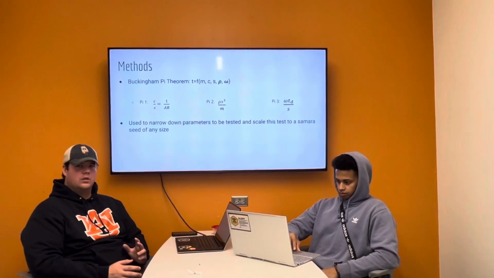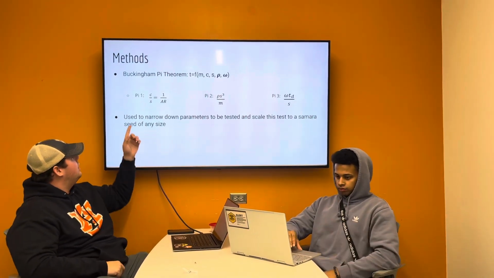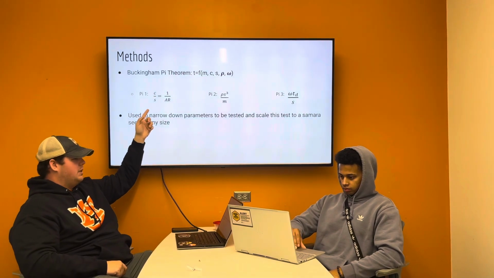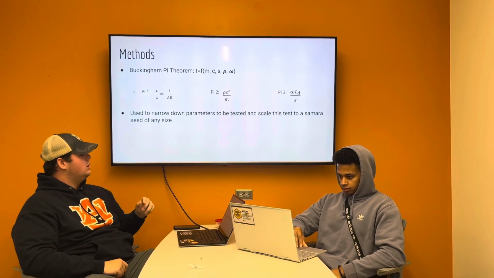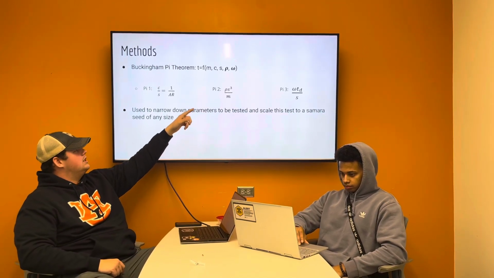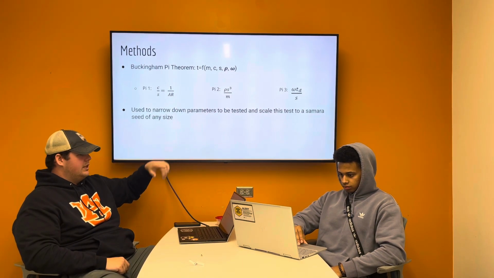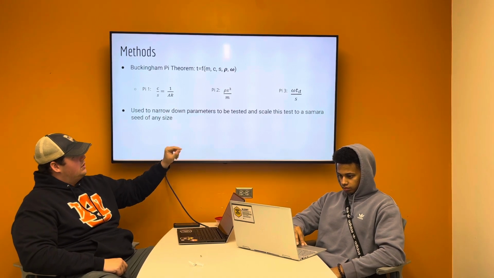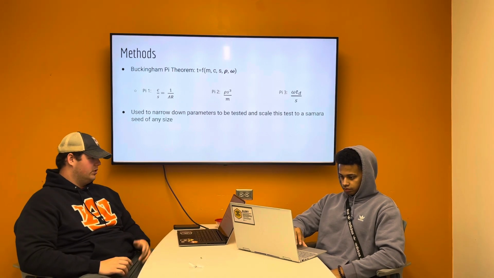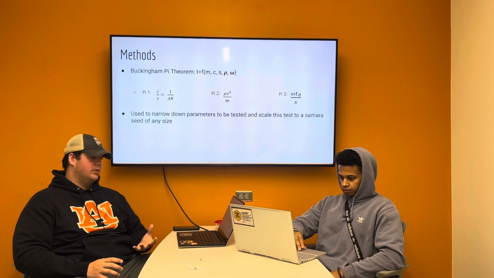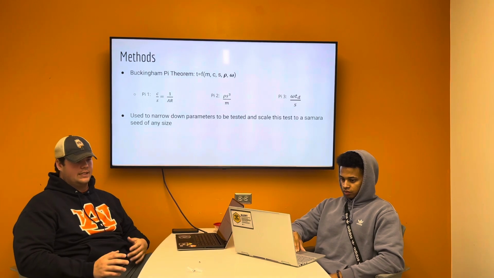After doing our Buckingham Pi analysis, we were left with three pi products. Pi 1 is the chord over the span, which is also equal to 1 over the aspect ratio of the airfoil. We got pi 2, which is the density of the air times the span cubed over the mass of the seed. And pi 3 was the angular velocity times the time of descent over the span. As I said earlier, these three pi products were used to narrow down the parameters that need to be tested. This also allows us to scale this test to a Samara seed of any size.